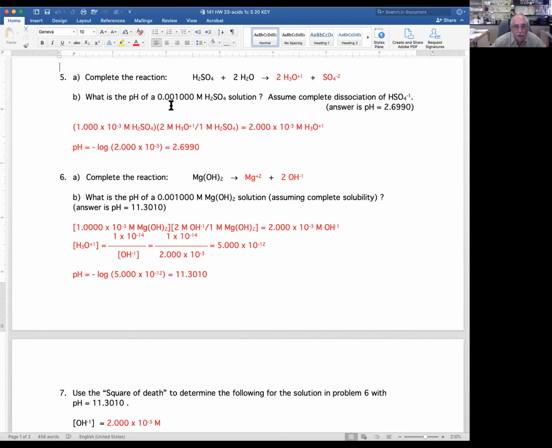So what is the pH of a 0.001 molar solution of this diprotic acid? So here's the concentration of the acid. I got 2 moles of hydronium for every 1 mole of sulfuric acid. So here's the concentration of hydronium ion. Get the pH, simply the negative log of that. So there's the pH.